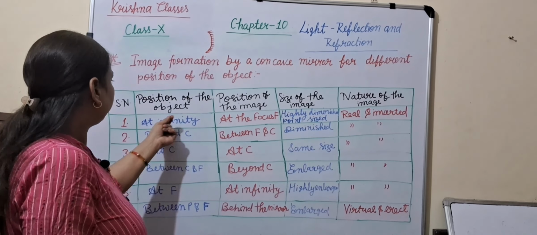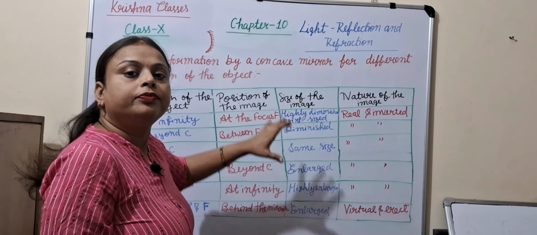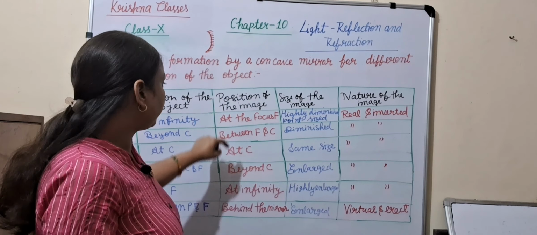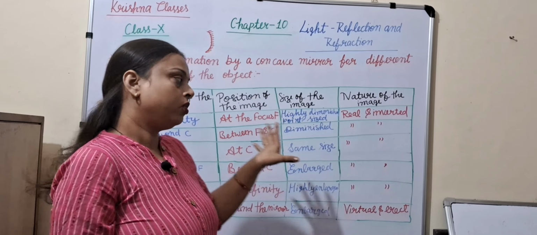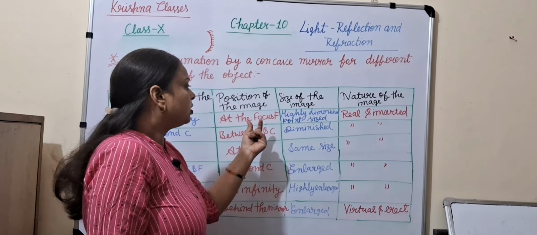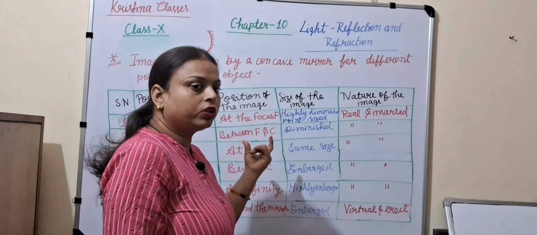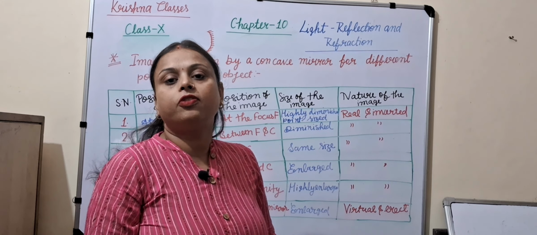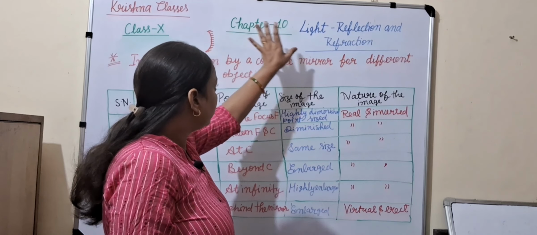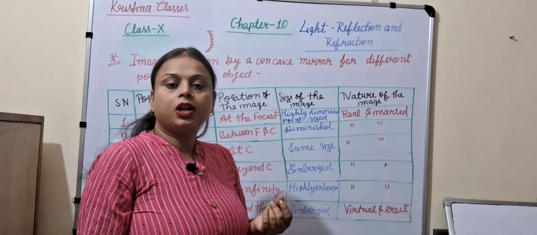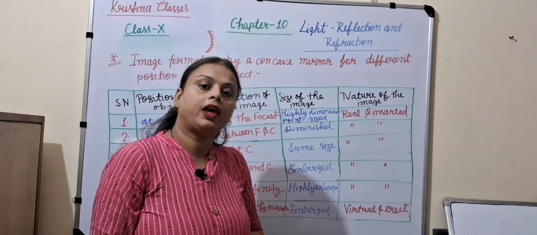First position is when the object is at infinity. When the object is at infinity, at that time the image is formed at the focus, capital F. You know very well, the focus is represented by capital F and small f shows the focal length. This is the difference between capital F and small f in the chapter of light. Capital F represents the focus and small f represents the focal length.